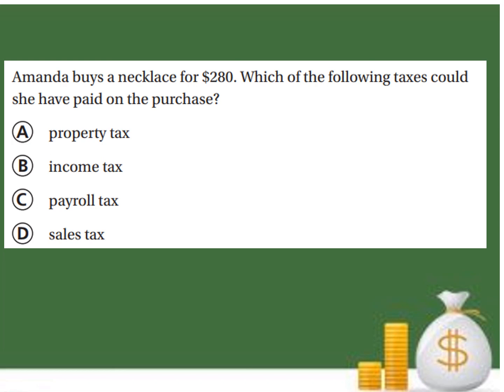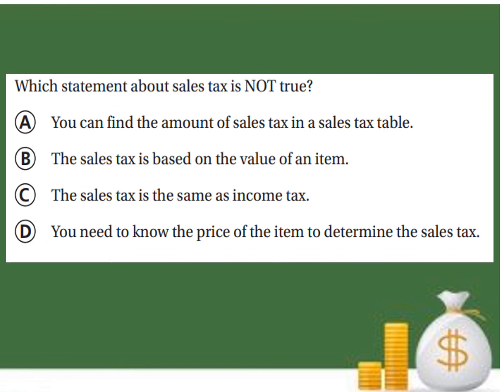All right. So Amanda buys a necklace. She's buying something. So what tax do you pay when you purchase something? And the answer to that is a sales tax. Very good. Okay. Read this question. And when you're ready to hear the answer, hit play. Okay, so here you should have chosen C because sales tax and income tax are not the same thing. Sales tax is what you pay when you buy something. Income tax is what you pay the federal government for services they provide. Okay, so we wanted the one that was not true. So the answer here is C.